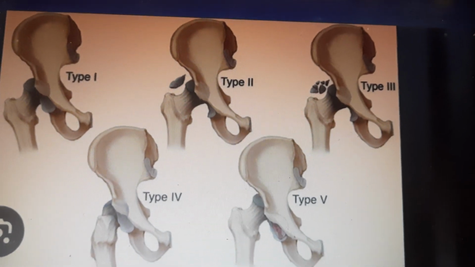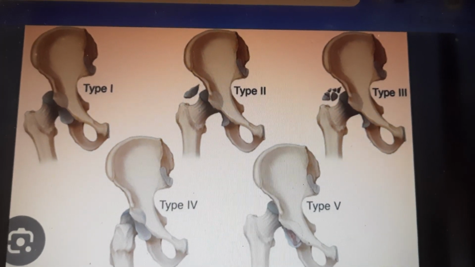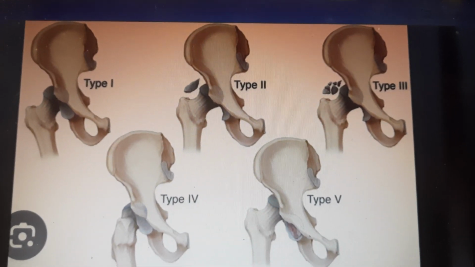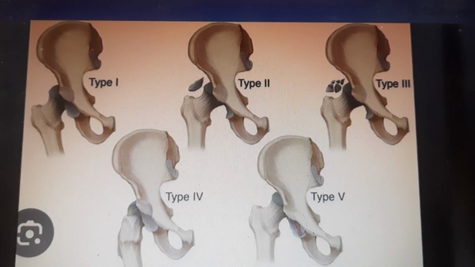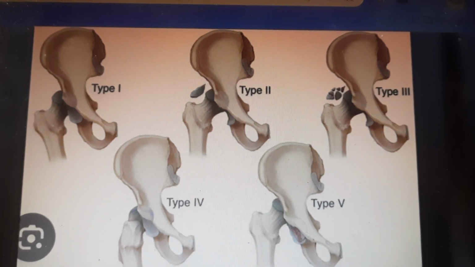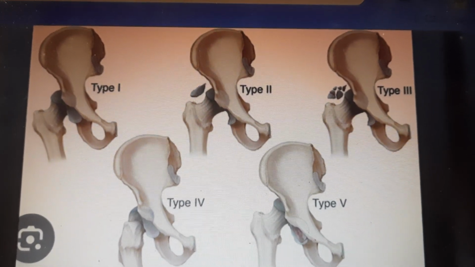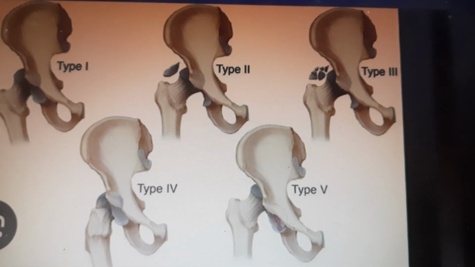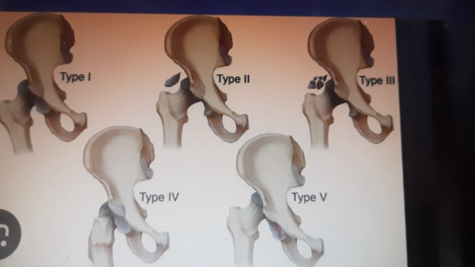And in type 3 there is dislocation with the comminuted fracture of the posterior acetabular wall, as you can see in the picture. In type 4, there is dislocation with a fracture through the floor of the acetabulum. And in type 5, there is dislocation with the fracture of the femoral head.